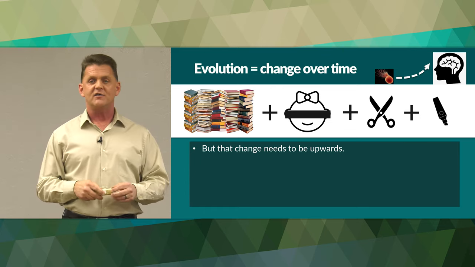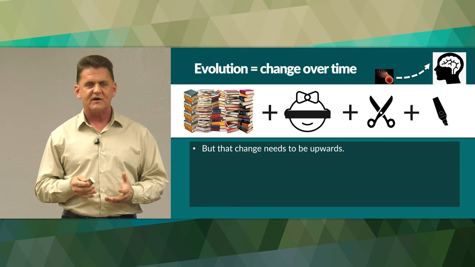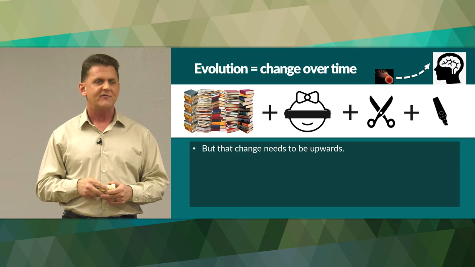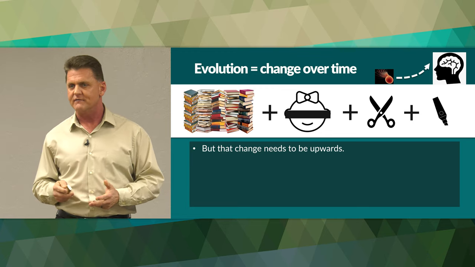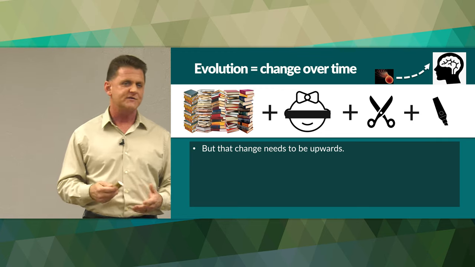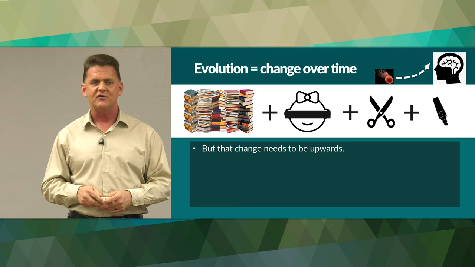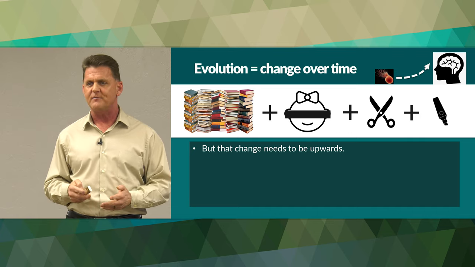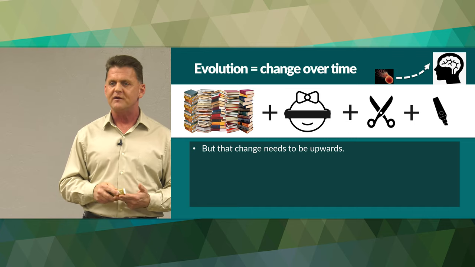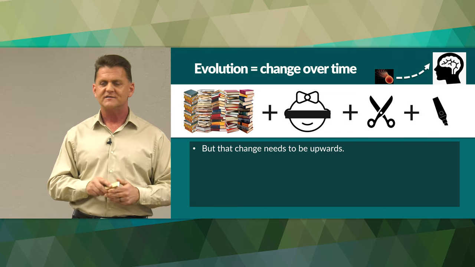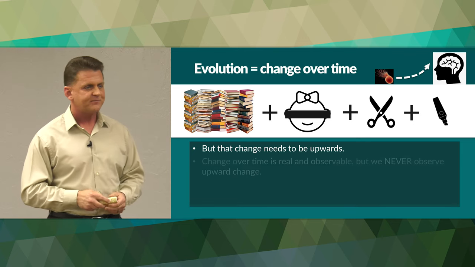That single cell doesn't know how to make an eye. Somehow it's got to get instructions on how to make an eye. It doesn't have a brain. Where do those instructions come from? It doesn't have a skeletal system, a muscular system, circulatory system. It doesn't have any of these organs that humans have. Where do those instructions come from? Well, it has to get them from that blind three-year-old making changes to the manual. That's the only place that it could come from.